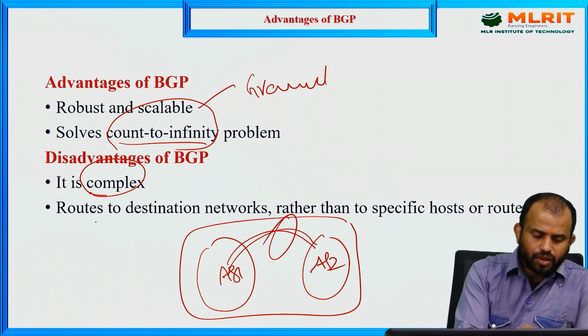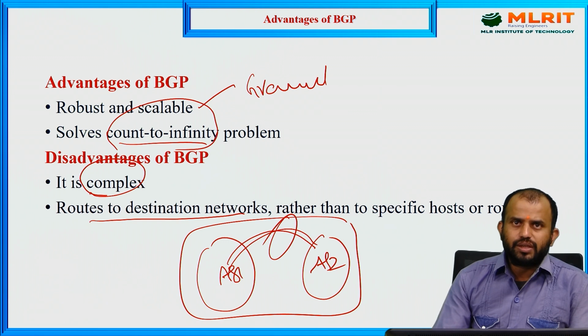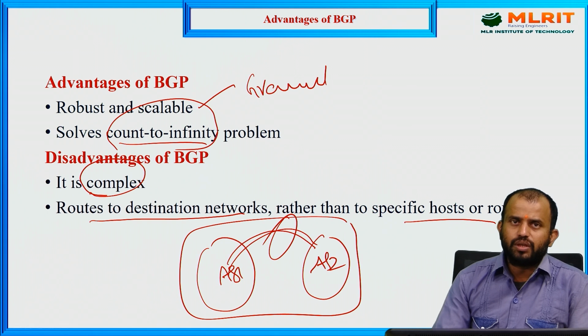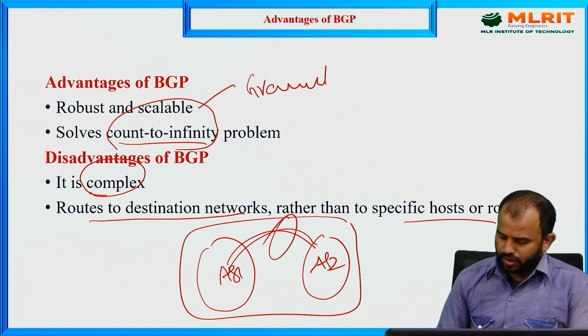At the same time, we have to maintain the routes to the destination network rather than the specific host or routers. We have to maintain only the destination path network values. So that is a major disadvantage here.